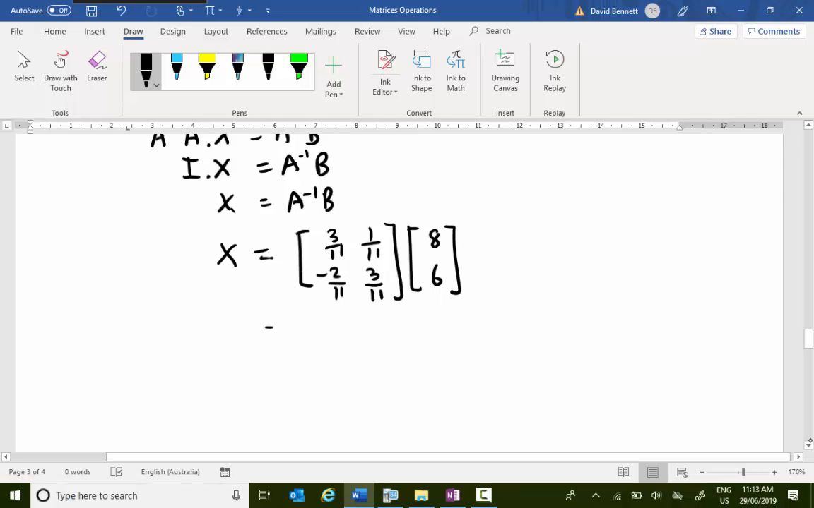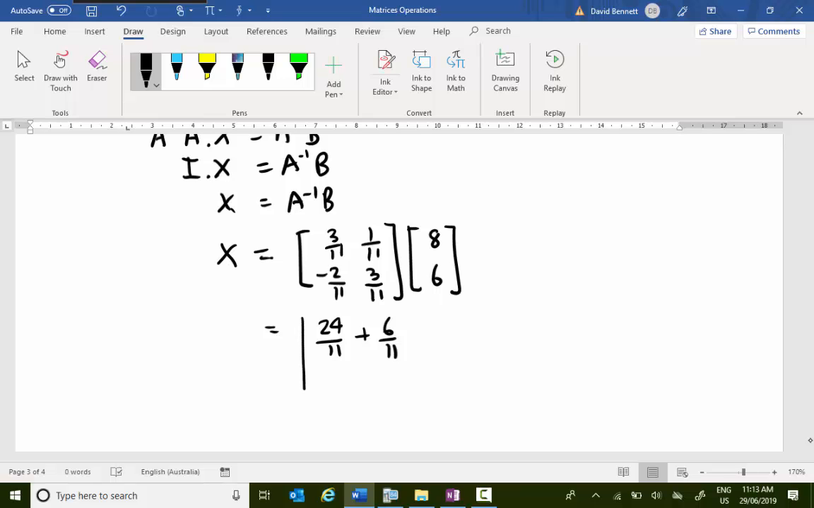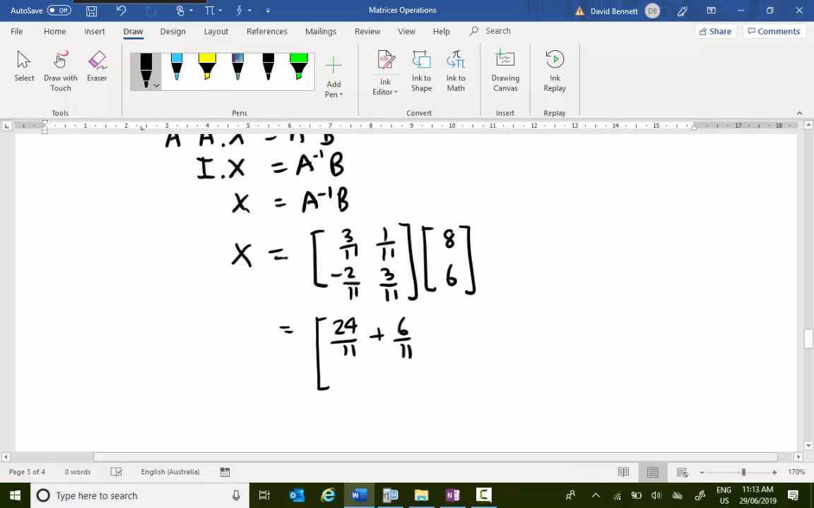So that's now going to be equal to 3 on 11 times the matrix. Now don't be frightened by the fractions. You're going to simply times things together, and when you're timesing fractions together, it's easy. For the first term, row number 1 times column number 1 is 3 times 8, which is 24 on 11. And I'm going to add 1 times 6, which is going to be 6 on 11. So that's going to give me an answer of 30 on 11.